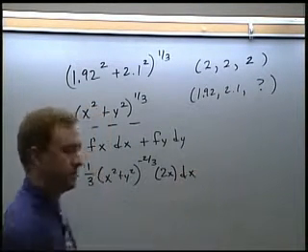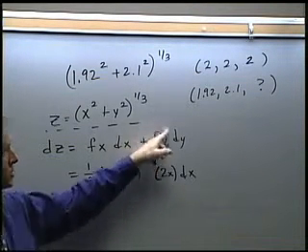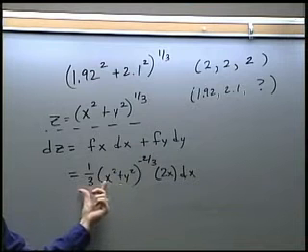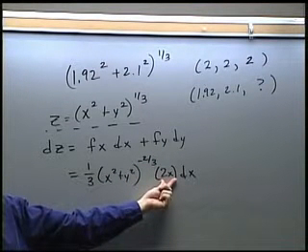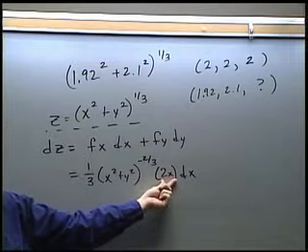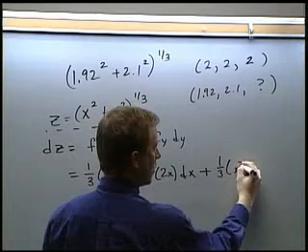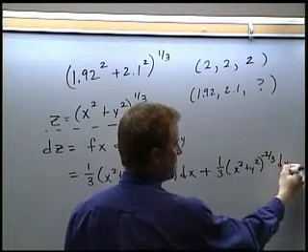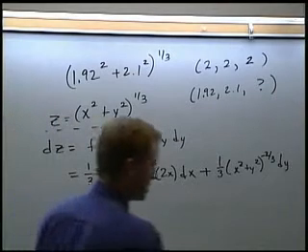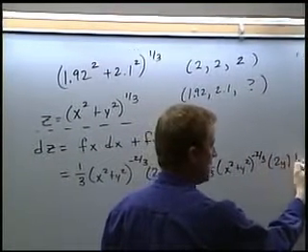Okay, so dx. Plus, now I need to do the same thing with respect to y. The derivative is going to look almost exactly the same, except the chain rule will be a what this time? It'll be a 2y instead of a 2x. Sure. Okay, so I'll just rewrite this. 1/3 x squared plus y squared to the negative 2/3 times dy. Whoops, 2x. 2y dy. There we go.